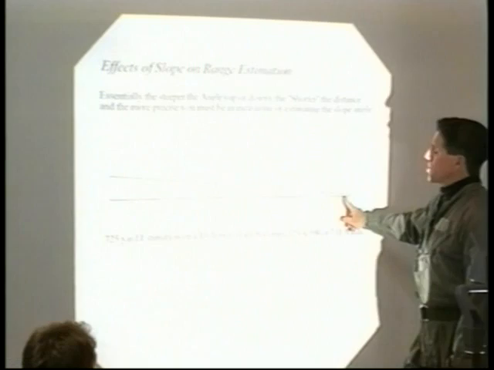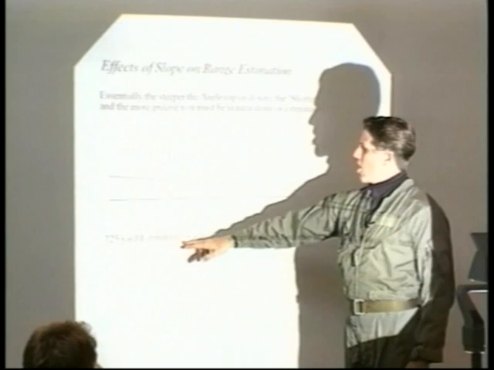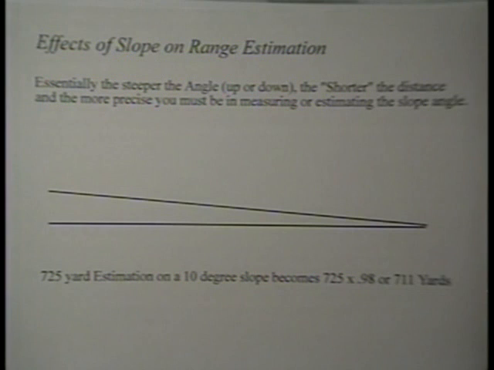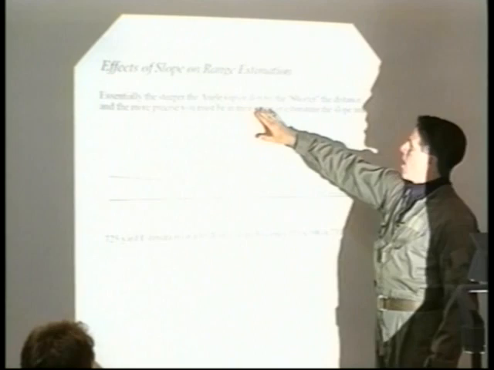So let's say I went through my mil scale estimation. I came up with 725 yards to the target, but I also estimate that I'm shooting on a 10 degree down slope. Well, there's a factor, and I'm going to show you the table here in a second, but I just simply take the estimation, multiply it by 0.98, and I come up with a new number of 711 yards. So basically what I'm trying to say, the steeper the angle, up or down, the shorter the distance becomes.